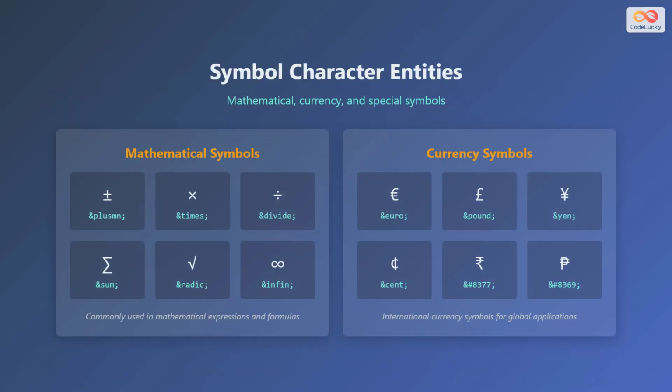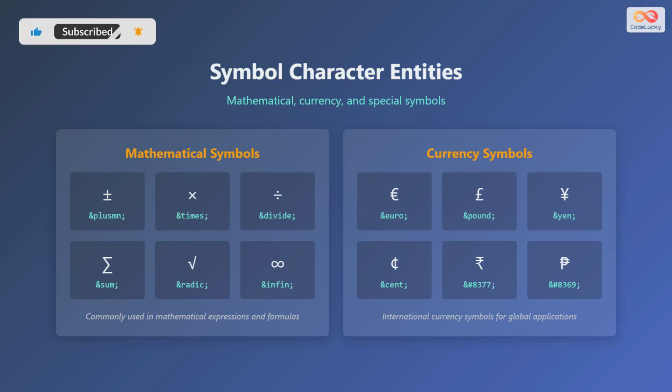Let's explore mathematical, currency, and other special symbols as character entities. For mathematical symbols, we have plus or minus, represented by &plusmn;, multiplication, represented by &times;, division, represented by &divide;, summation, represented by &sum;, square root, represented by &radic;, and infinity, represented by &infin;. These are commonly used in mathematical expressions and formulas.